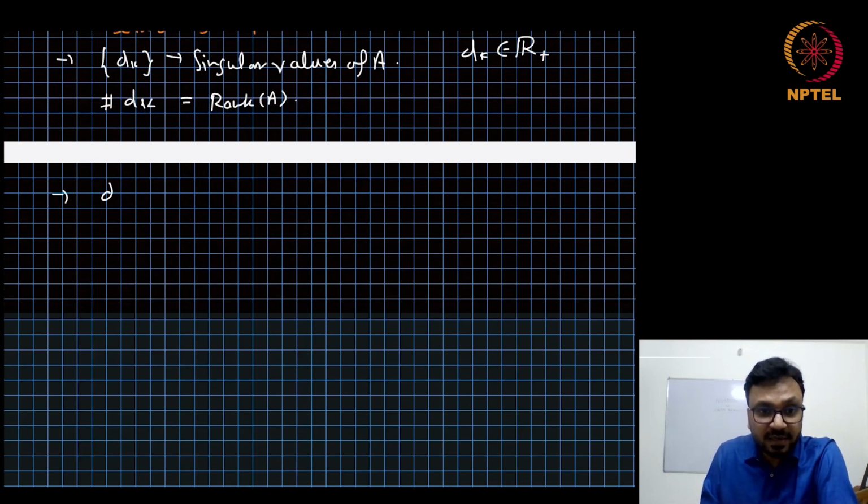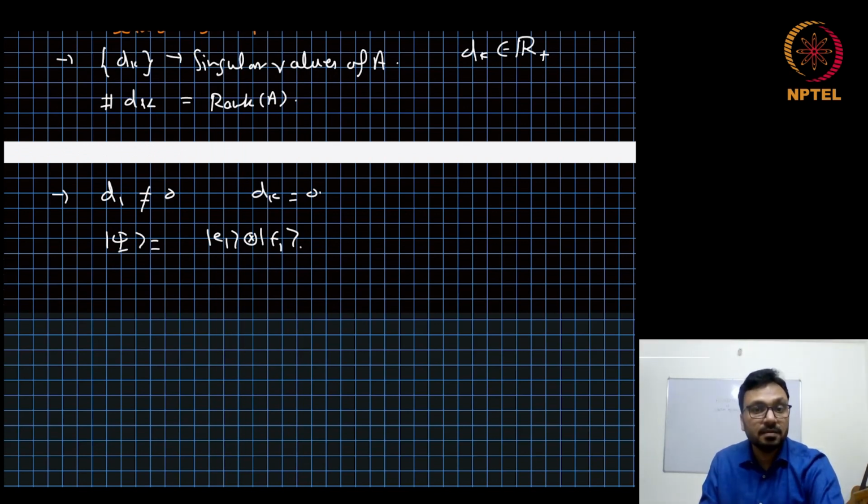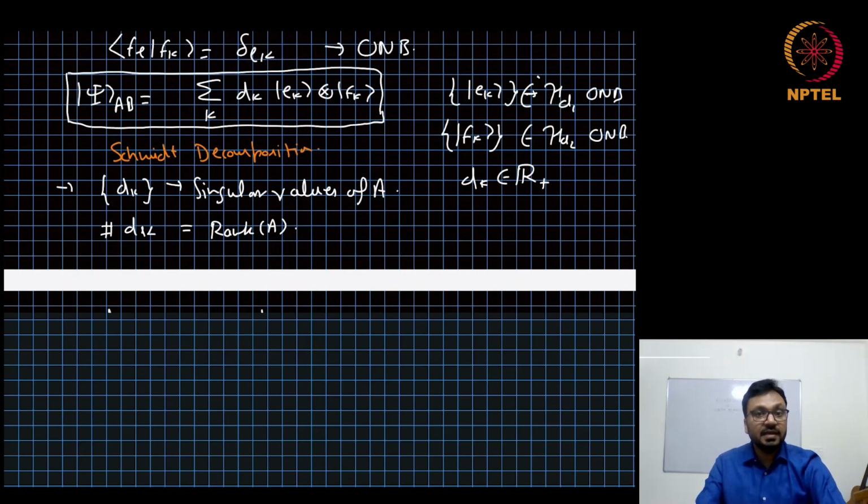It means if only one dk is non-zero and all other dk's are zero, then we have a product state. If we keep the d's in descending order, the largest one is non-zero and equal to 1, so psi becomes E1 tensor F1. So from this decomposition we will immediately get the product form of the state psi.